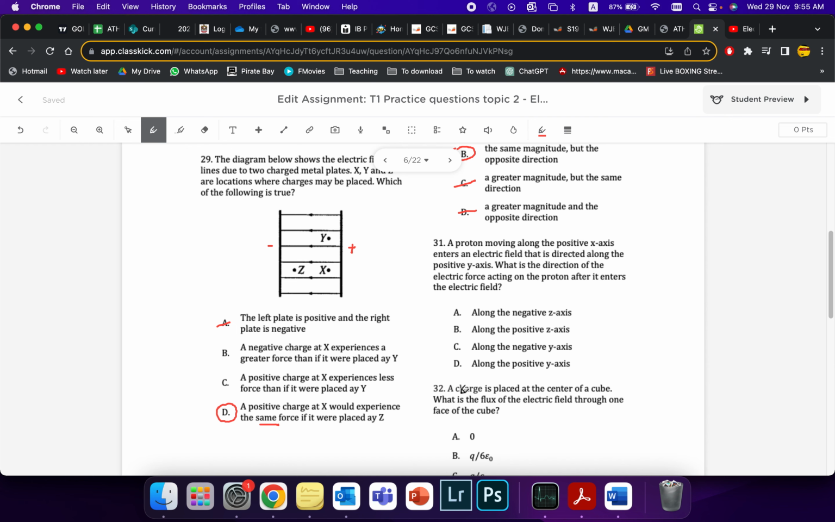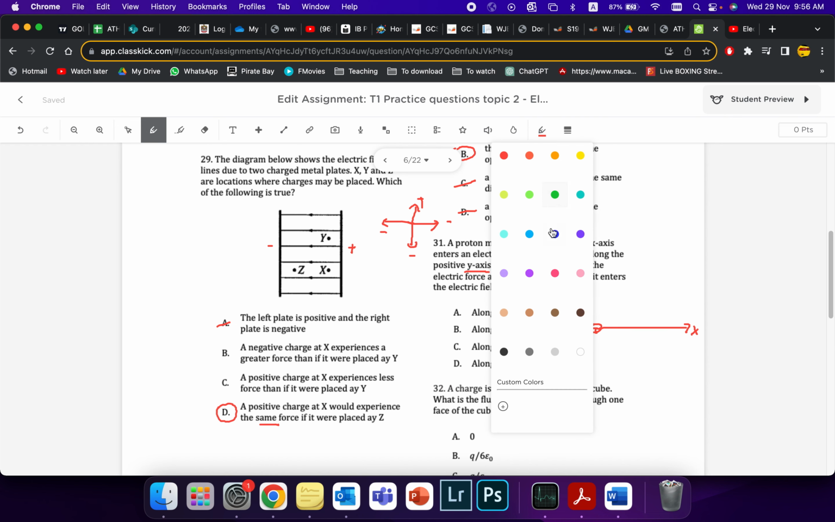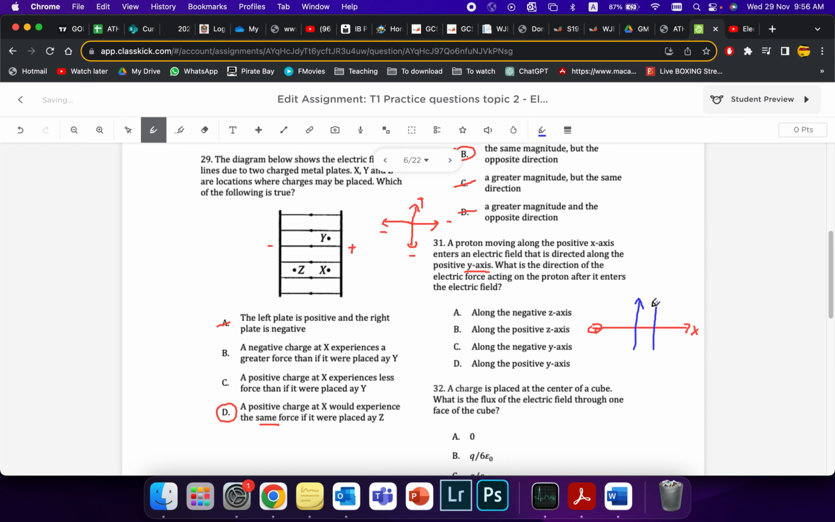Alright, so a proton moves along the positive x-axis and enters an electric field directed along the positive y-axis. What does that mean? We have a proton going in the positive x-axis. This is x, positive is to the right. We can assume that right and up are both positive, and we will assume that down and left are both negative. This is the general convention for it. But the field is pointing along the positive y. Positive y means up, which means I have a field going upwards. That means on the bottom will be plus.